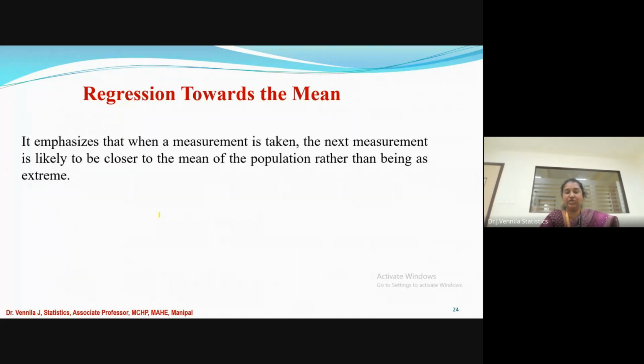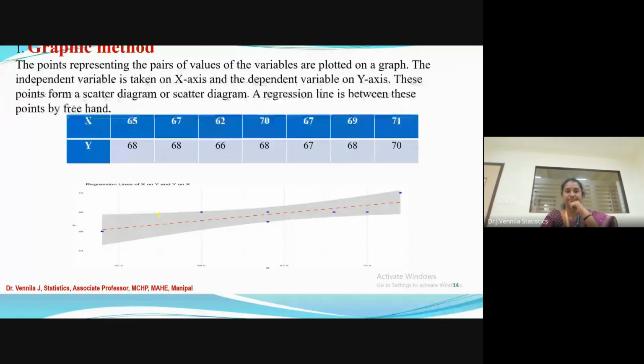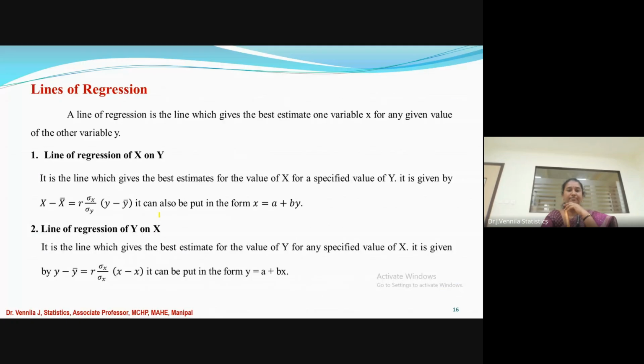And the last one is regression towards the mean. What is the regression formula? Did you remember? The regression formula, if you have two variables: x minus x bar is equal to r into sigma x by sigma y, or y minus y bar is equal to r into sigma y by sigma x into (x minus x bar). Here two regressions are there.